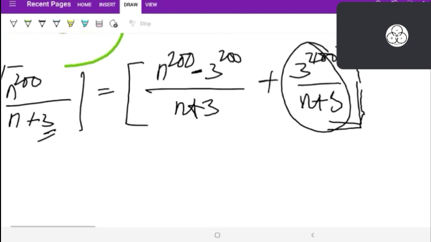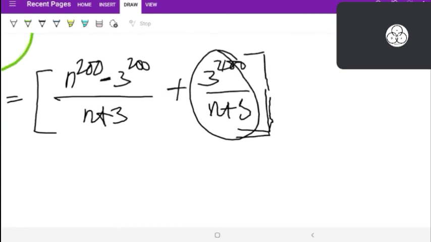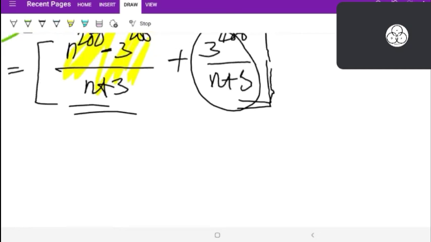Let us take it outside. Before taking it outside, we need to prove that this is an integer. Then only we can apply. How can we apply? Which formula can we apply? We'll show this. Just wait. Let us work on this part separately. n to the power 200, right?